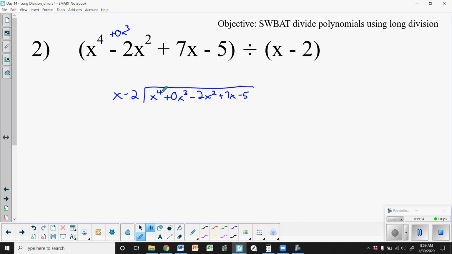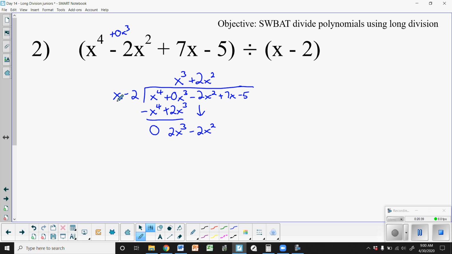First step, divide. X to the 4th divided by x is x cubed. We write x cubed on top of the x cubed. X cubed times x is x to the fourth. X cubed times -2 is -2x cubed. And then after we multiply, that's right, we subtract, switch all the signs. So that becomes 0, 2x cubed, bring down the minus 2x squared. And then after we bring down the number, we repeat. So we divide. 2x cubed divided by x would be 2x squared.